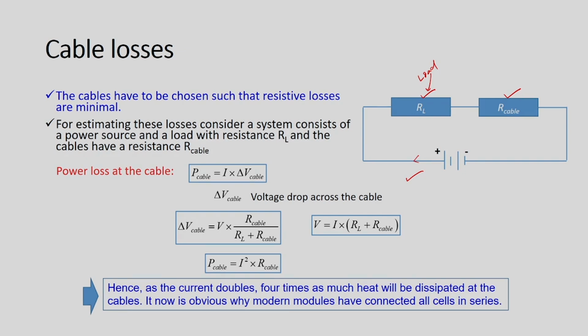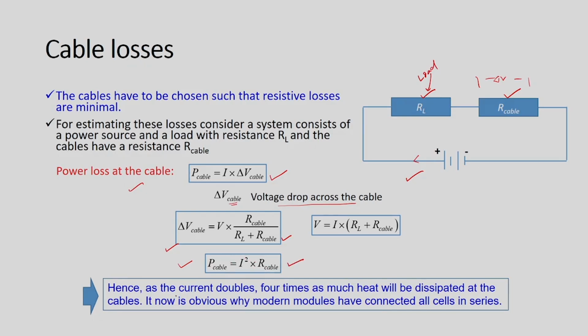So, power loss at the cable can be calculated by using this equation. P cable is current multiplied by voltage drop, where delta V cable is the voltage drop across the cable. This can be calculated as V equals I into R, the summation of RL plus R cable. And then finally, what we would like to show is that the power dissipated in the cable is equal to I square into R cable.